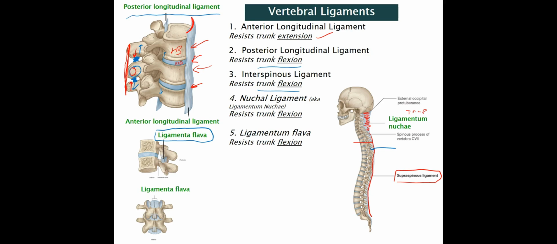If I could draw that in, it's really hard for me to draw that in, but it would be somewhere, if I could get that transverse process out of the way, somewhere between the lamina of adjacent vertebra. And they also would resist flexion. So as we can see here, everything resists trunk flexion except for that anterior longitudinal ligament.